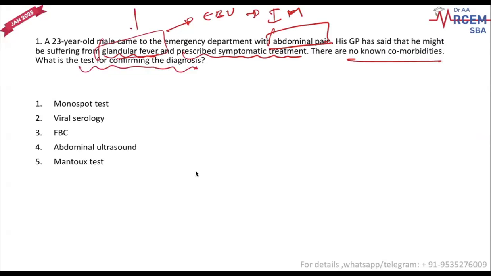You know the diagnosis. How do you confirm the diagnosis? It depends on age. In less than 12 years, serology will do it. In more than 12 years, the first test is the heterophile test, also known as Paul Bunnell test, also known as monospot test. So the right answer here is the monospot test.